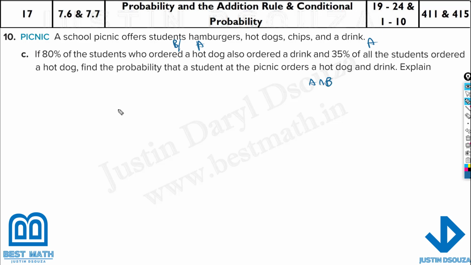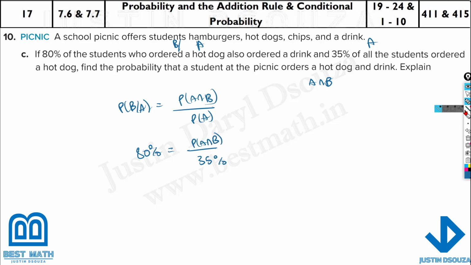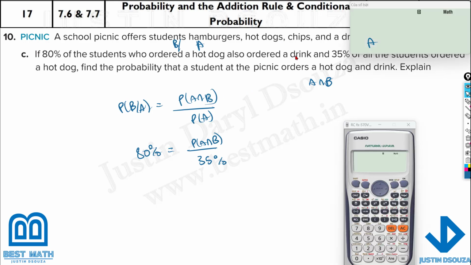Okay. Let us write the probability of B given A is equal to the probability of A intersection B divided by the probability of A. Now here, this is given as 80%. And the probability of ordering a hot dog, the condition, is only 35%. For the above one, the probability of A and B is required. Just put it in the calculator and you'll get the answer. Take this 35 to the other side and multiply it with 80%.